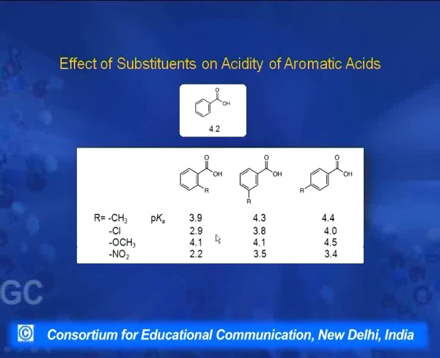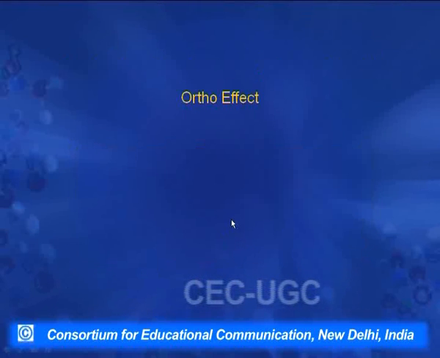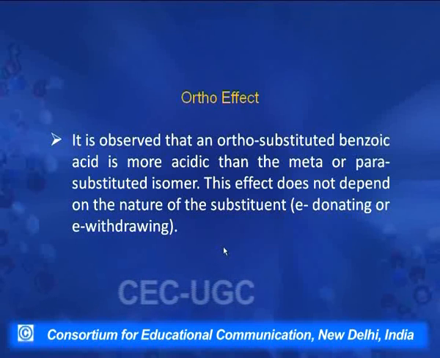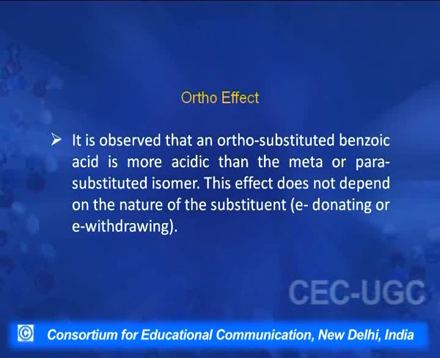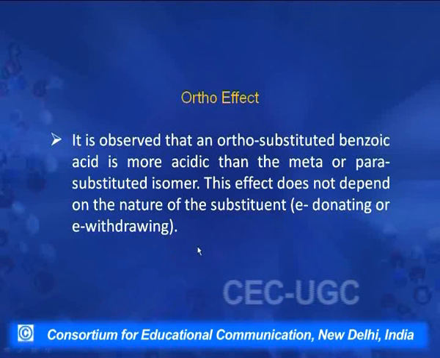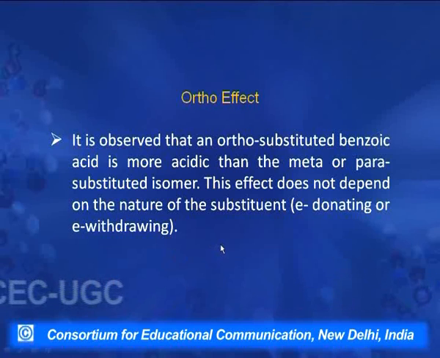In this discussion we find that these ortho substituted acids are always stronger acids, whether the substituent was electron releasing or electron withdrawing. This is called the ortho effect. I will again repeat that it has been observed that an ortho substituted benzoic acid is more acidic than the meta or para substituted isomers. This effect does not depend on the nature of the substituent, whether it is electron donating or electron withdrawing. So this was one unusual thing that was observed, and this effect was given the name ortho effect.